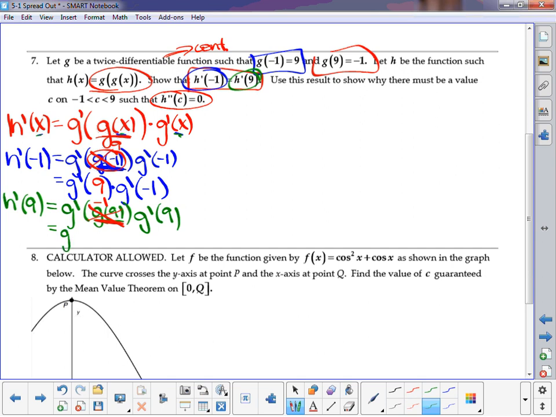So I have g prime of -1 times g prime of 9. Are those the same? Now it doesn't look exactly the same, so I want to rewrite it so they perfectly match. I'm just going to rewrite this as g prime of 9 times g prime of 8. What property allows you to do that?